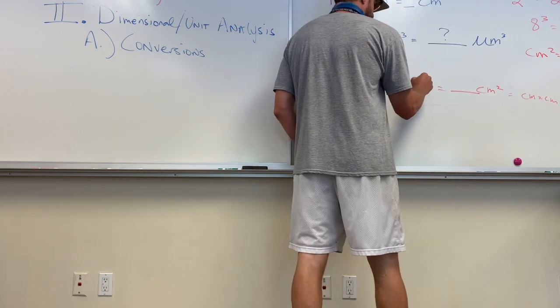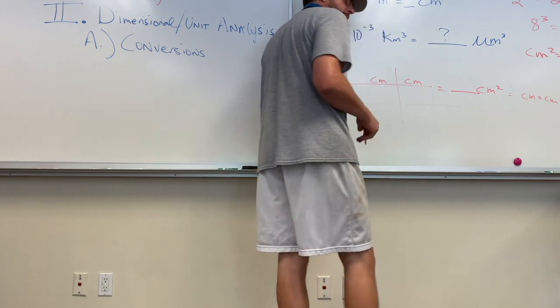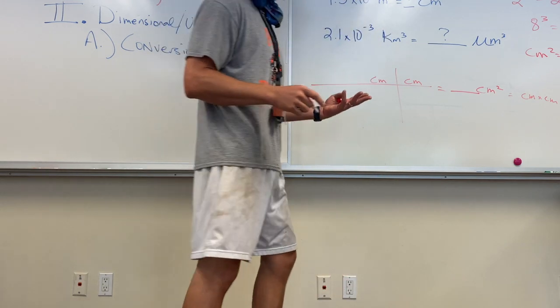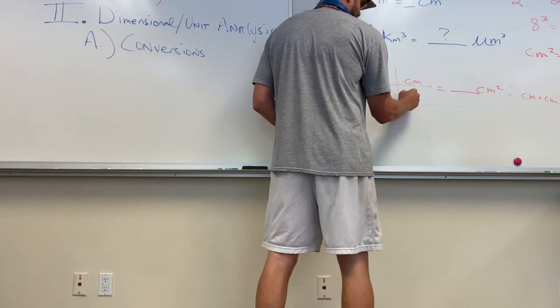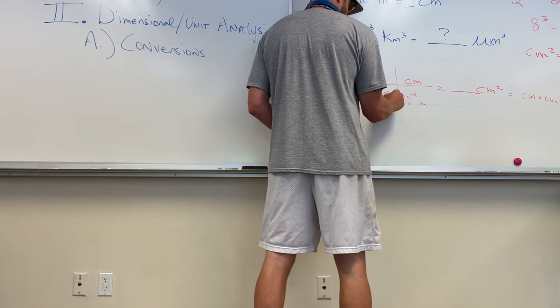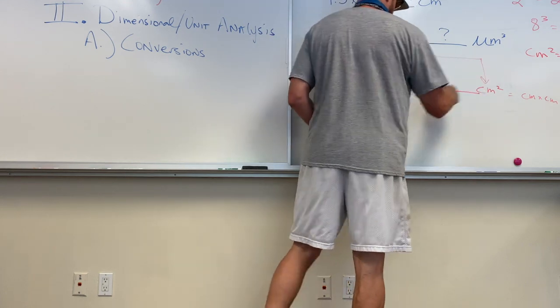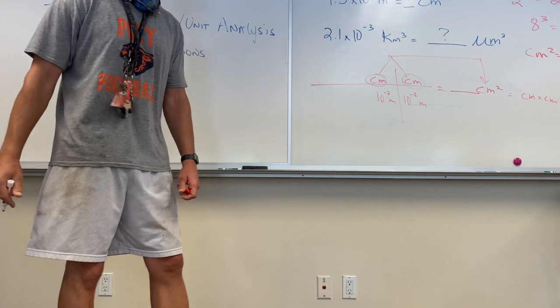So I need a centimeter on top and another centimeter on top, okay? And what do I know about centimeter? I know that centi means 10 to the negative 2 meters. Now, these two units are equal to centimeters squared, and I just got to get rid of that meters squared.